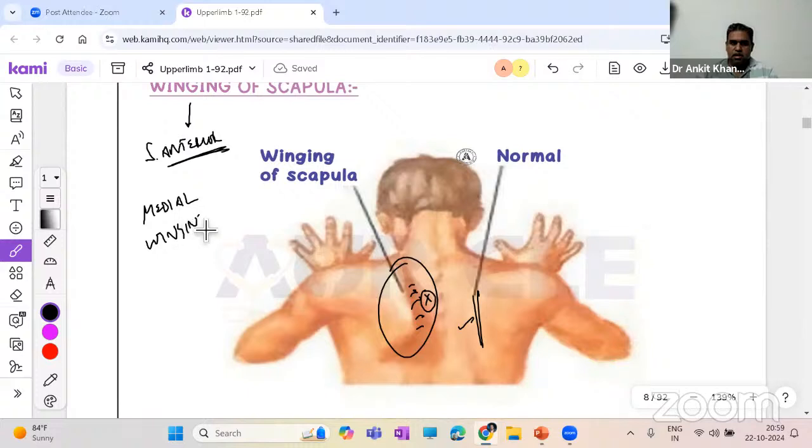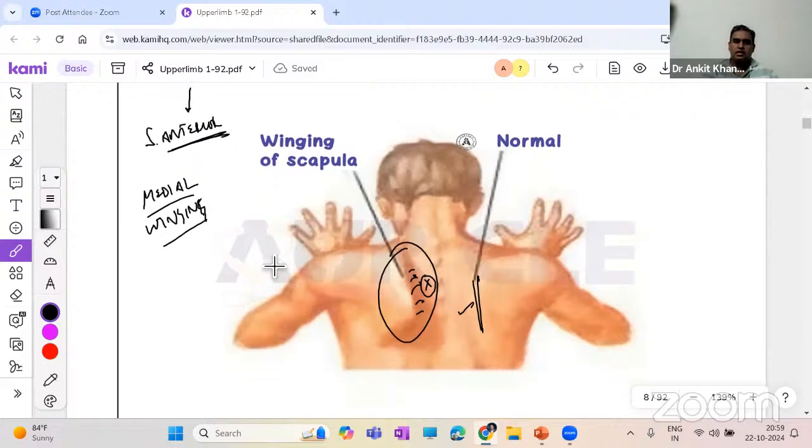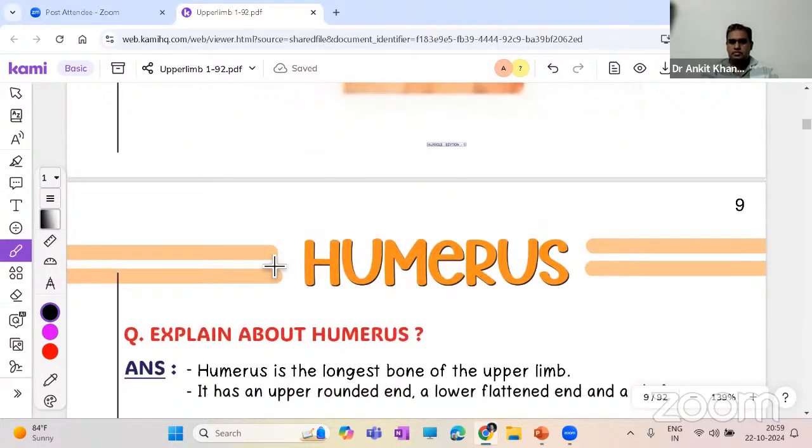It is basically medial winging, because as you proceed further in your studies, you will see that there is a lateral winging also in some other paralysis, like paralysis of trapezius. We have a lateral winging also. That is a different thing. But yeah, winging of scapula is one of the most common questions that has been asked.